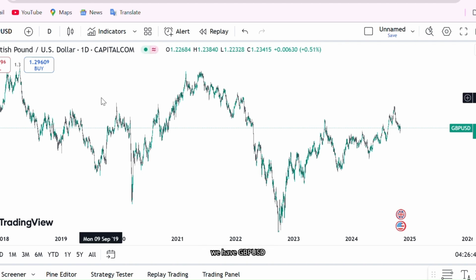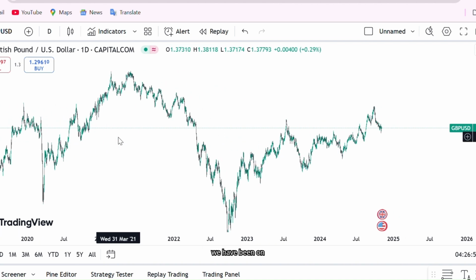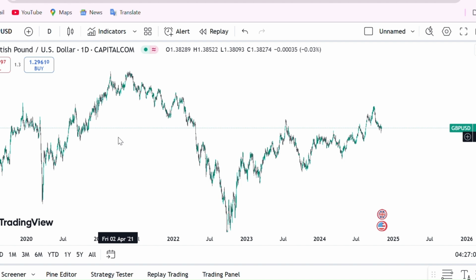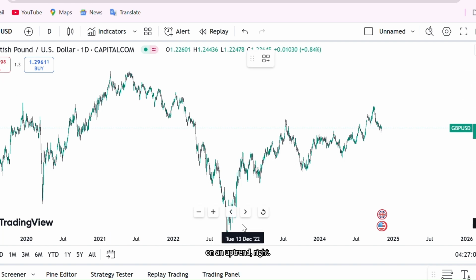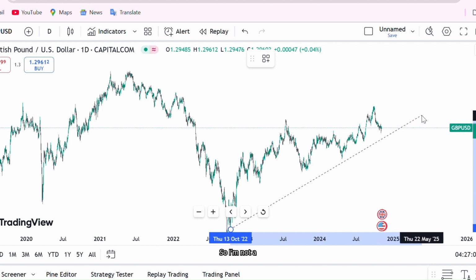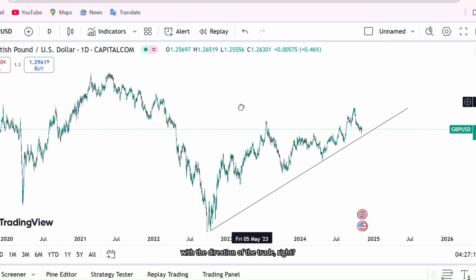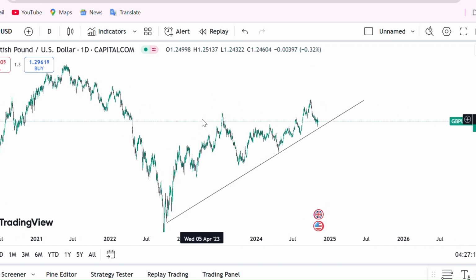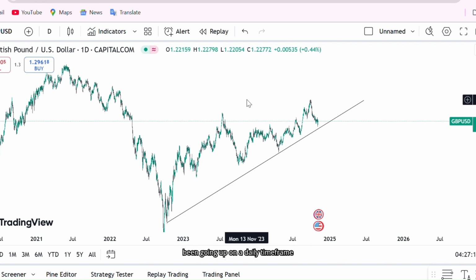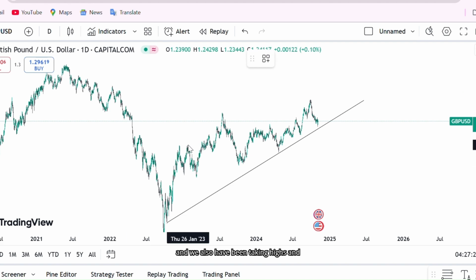So we have GBPUSD displayed on the screen, right? And as you can see, we have been on an uptrend, right? So I'm not a trend line trader, but this has to show with the direction of the trade, right? So we have been on this uptrend. We've been going up on a daily time frame, and we also have been taking highs and lows.